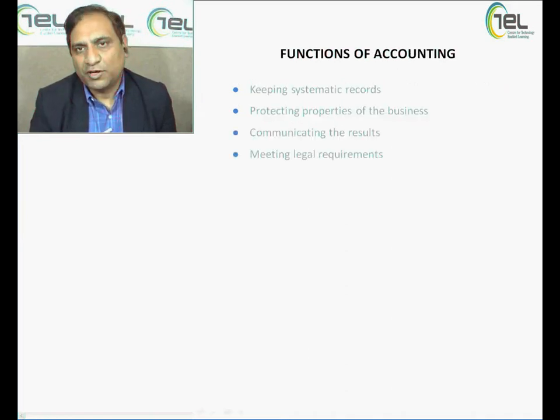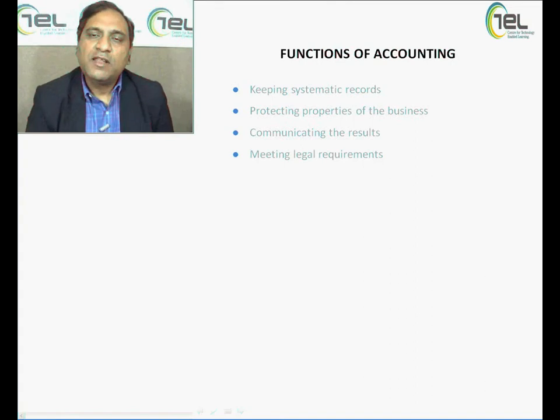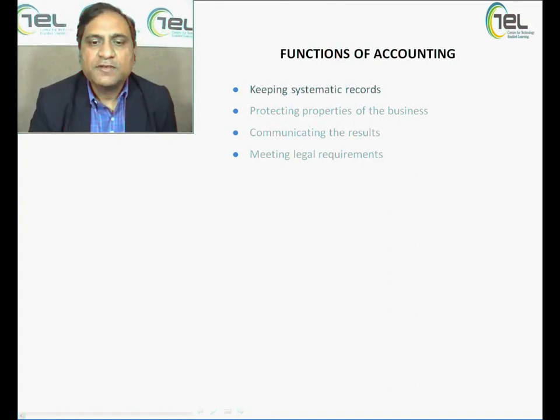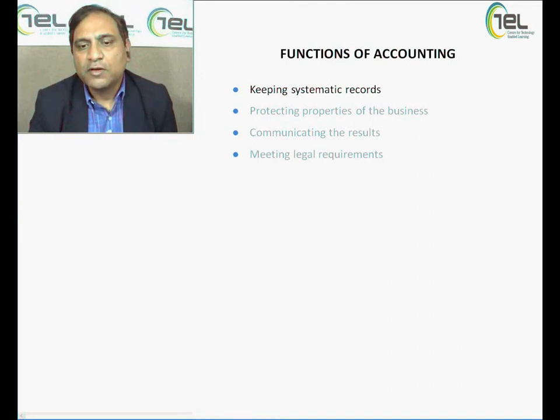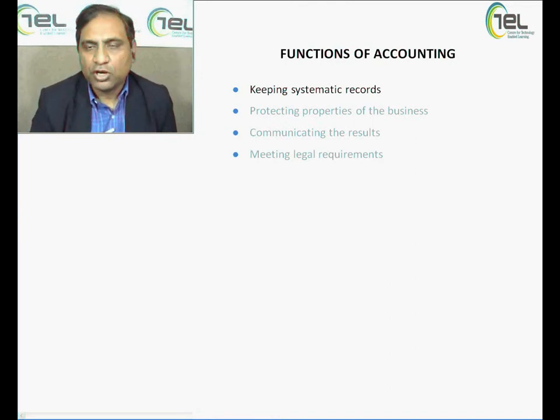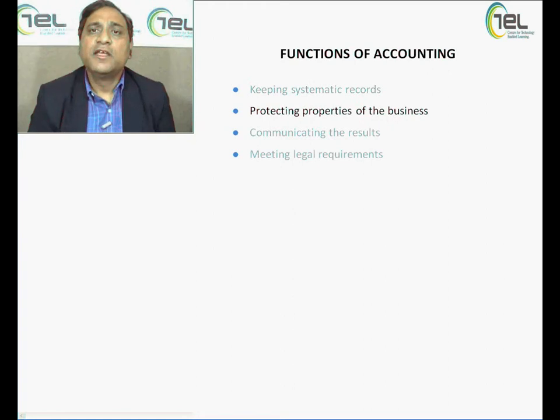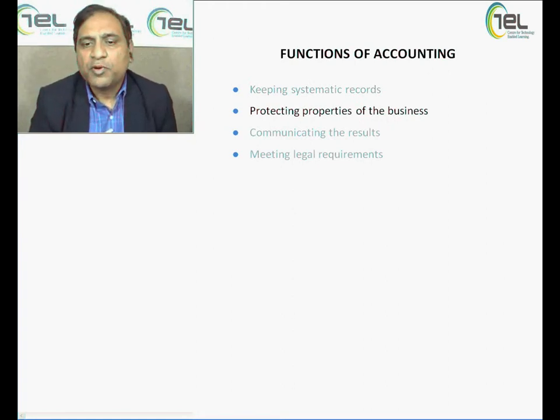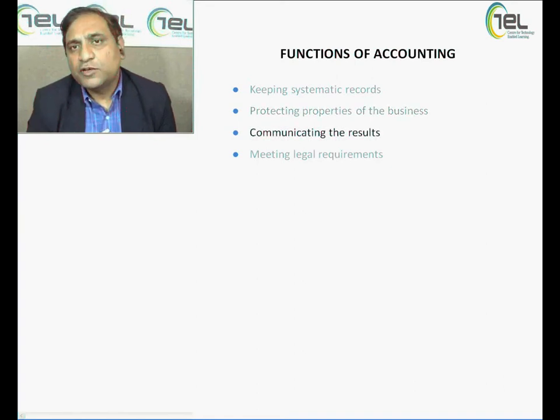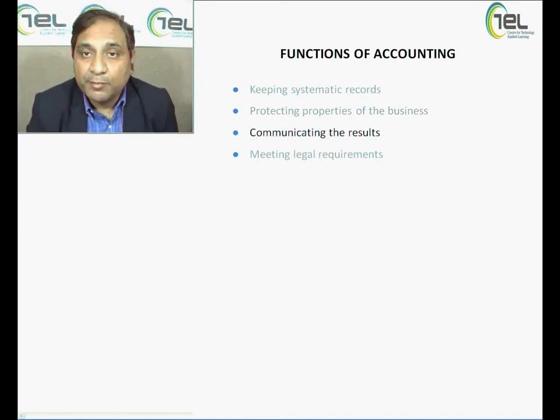Now, functions of accounting. What are the functions of accounting? What does it do? The very first function of accounting is that it keeps a very systematic record. Another is protecting the proprietary interests of the business. Third is communicating the results. What has happened? Are we in profit? Are we in losses? Are we going up or going down?